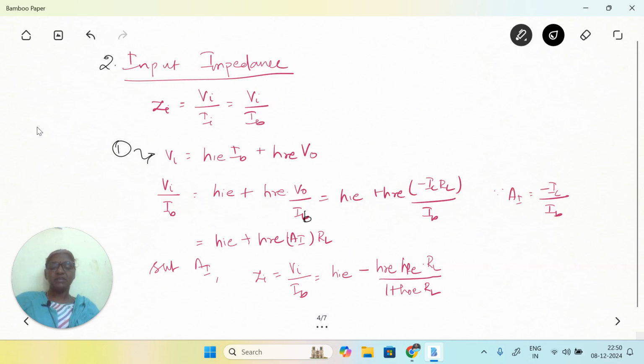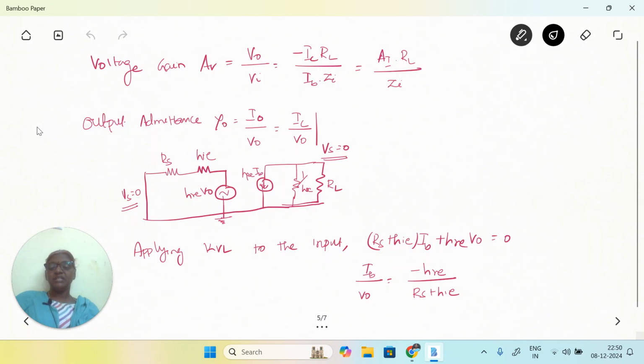This is the base current Ib. So Vo can be substituted as minus Ic into RL, and Ic by Ib is already known as current gain. Substituting all these things, we get Zi is equal to hie plus hre into Ai into RL. We can also substitute the value of Ai here, so we get the final equation for the input impedance as hie minus hre into hfe into RL divided by 1 plus hoe into RL. This is by substituting the Ai value in Zi.